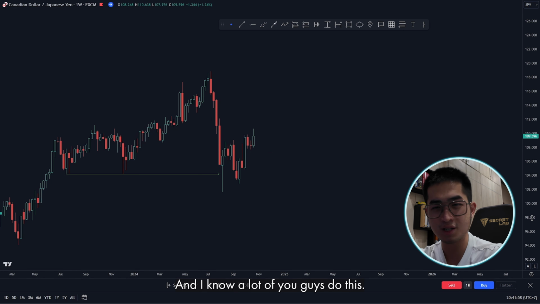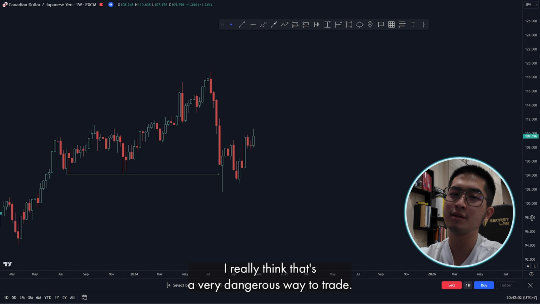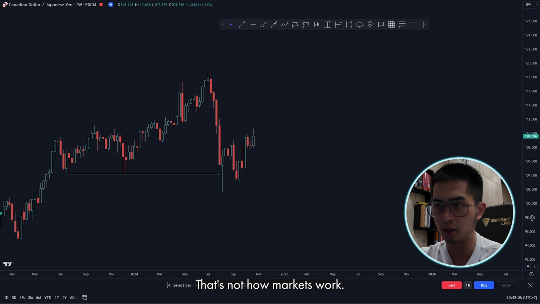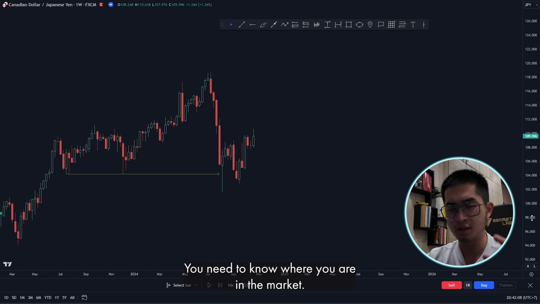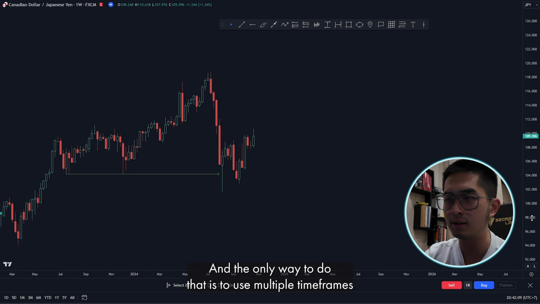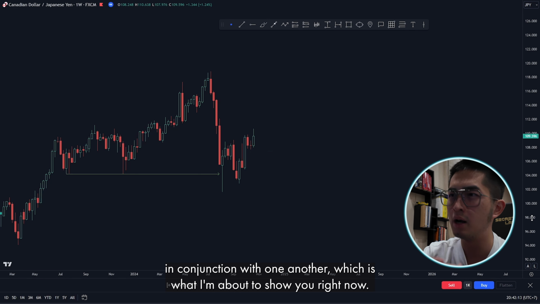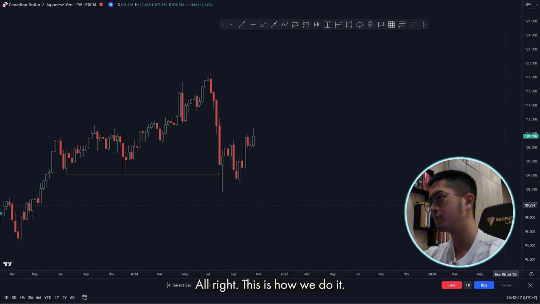And I know a lot of you do this. I really think that's a very dangerous way to trade. That's not how markets work. You need to know where you are in the market, and the only way to do that is to use multiple time frames in conjunction with one another, which is what I'm about to show you right now. This is how we do it.